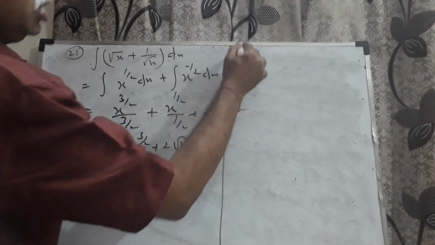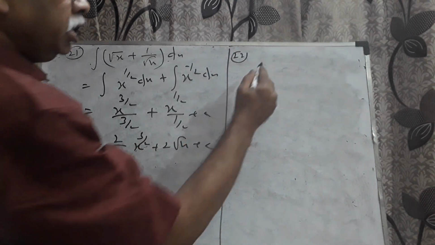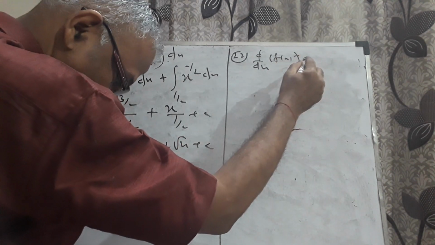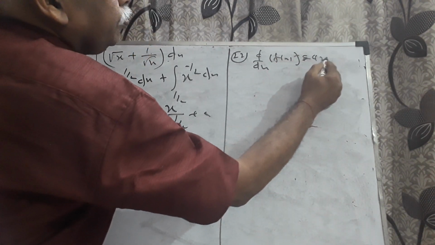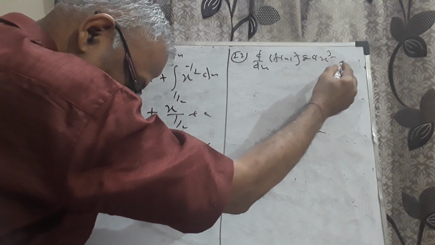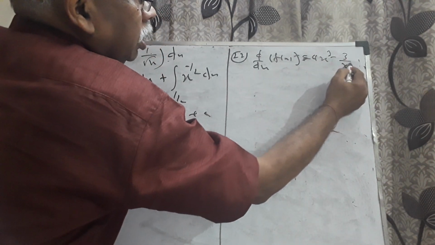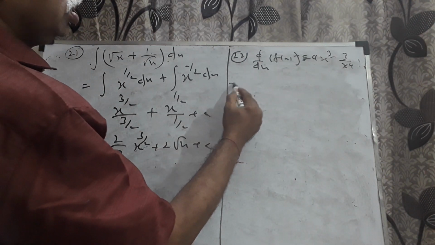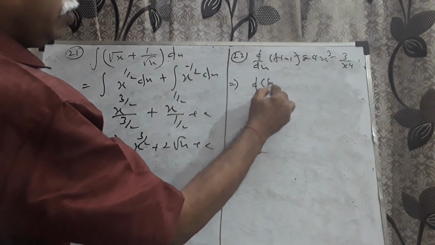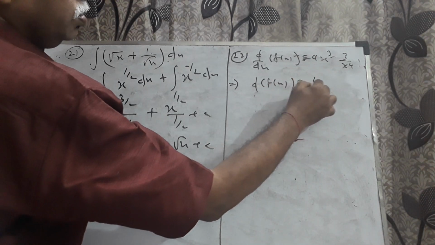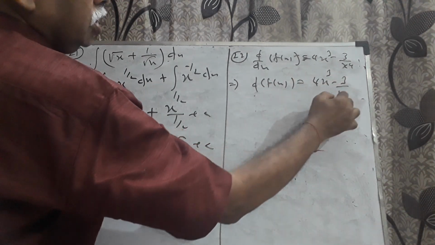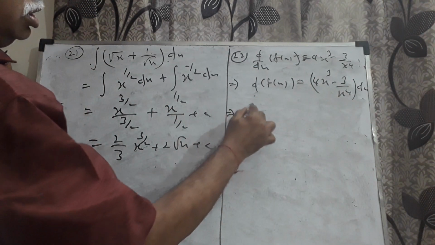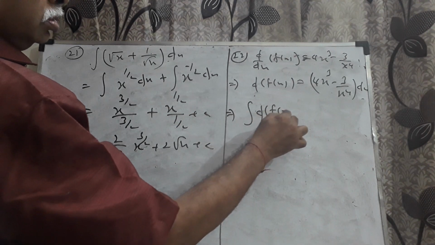Now for the 22nd problem, d by dx of f of x is equal to 4x cube minus 3 by x bar 4, and you are given f of 2 is 0. Find f of x. Now here it means d of f of x is supposed to be 4x cube minus 3 by x power 4 dx. I am taking this dx to the other side. Let me take integral on either side.